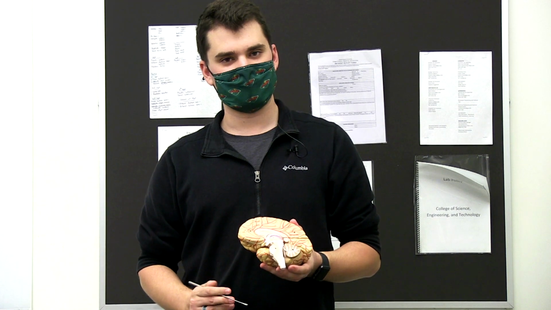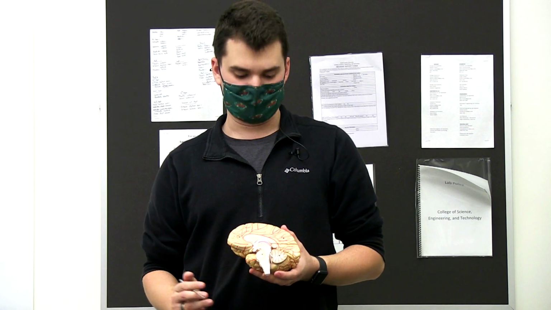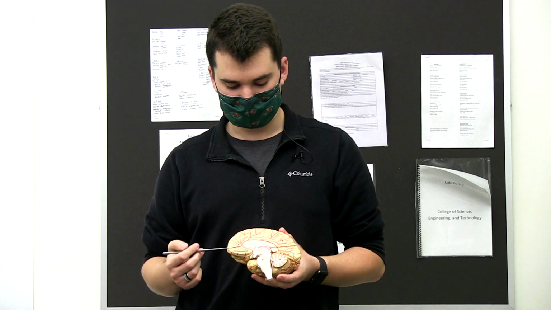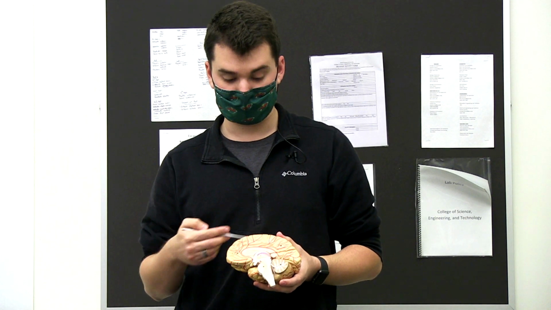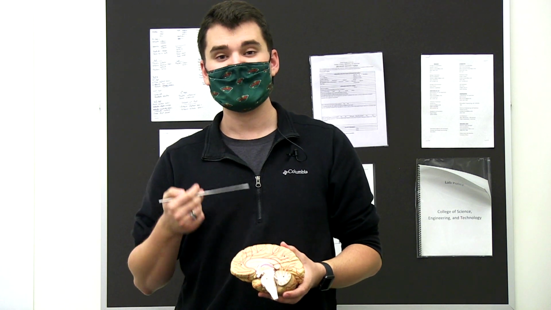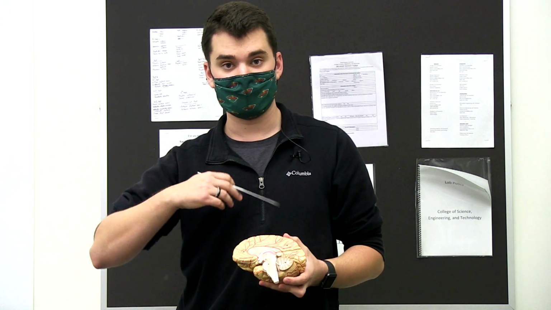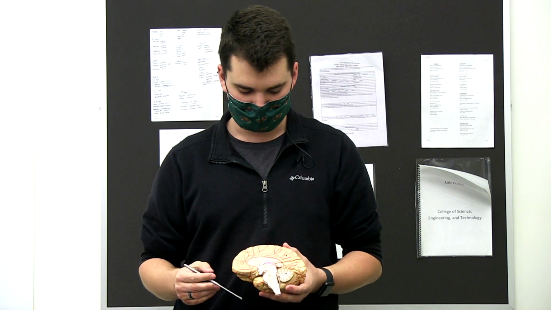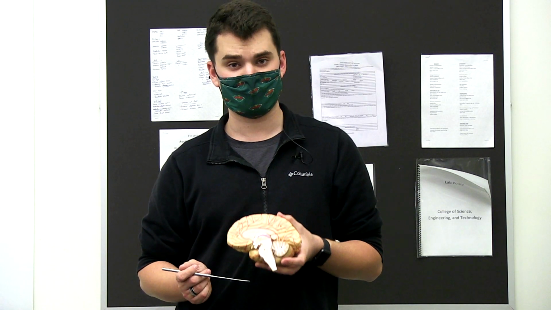Now I want to talk to you guys about the cerebellum. The cerebellum is located posterior to the brainstem, posterior and inferior to most of the cerebrum. Again, the cerebrum is what we've talked about so far: diencephalon, the other lobes of the brain, frontal lobe, parietal lobe, all that kind of stuff. So let's talk about the cerebellum. The cerebellum is heavily responsible for fine motor control.